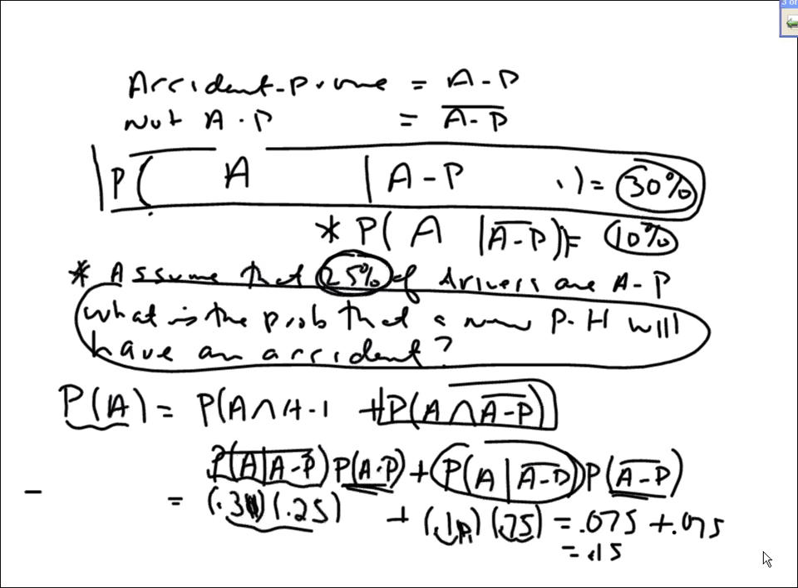There is no way to directly calculate the probability of having an accident. I was able to calculate the probability of having an accident given that I was accident prone. I was able to find the probability of having an accident given that I wasn't accident prone. But I couldn't directly find the probability of having an accident.